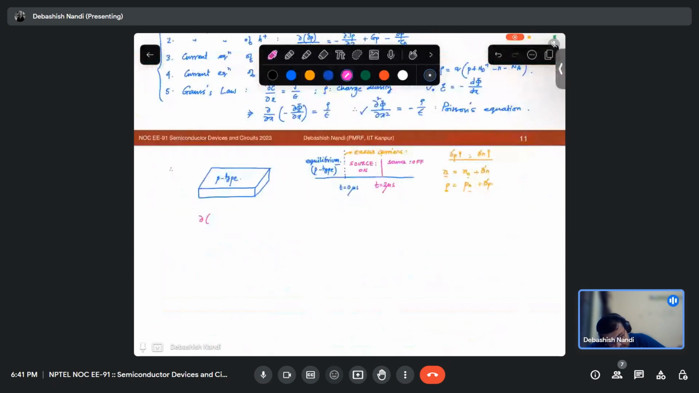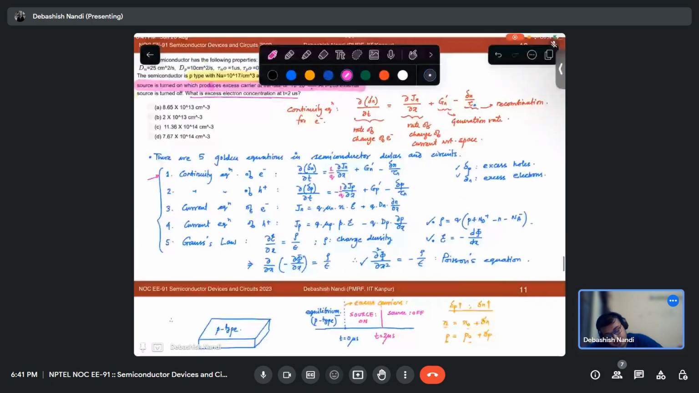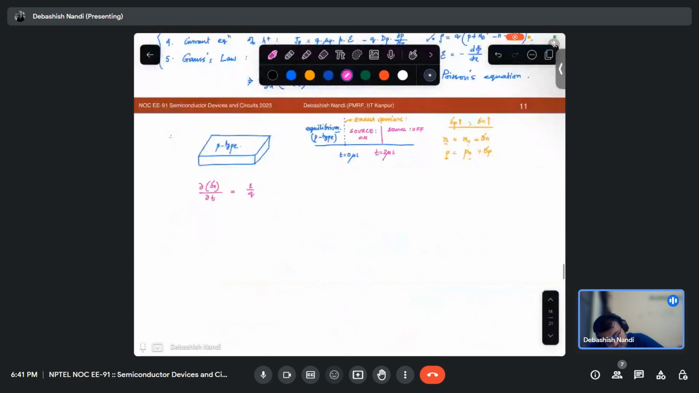This is dn/dt equal to 1 over q dJn/dx plus Gn dash minus delta n over tau n. This is the continuity equation for electron, which we know. Fine. Now what will you do?